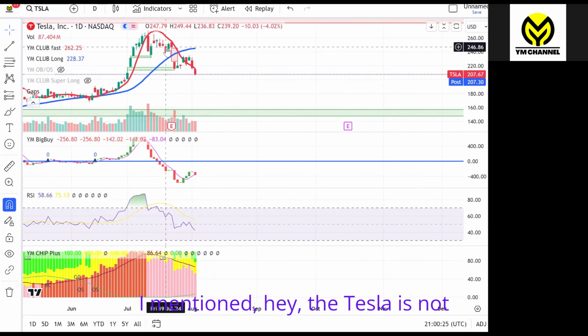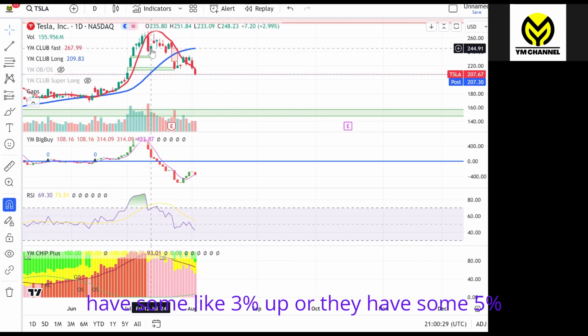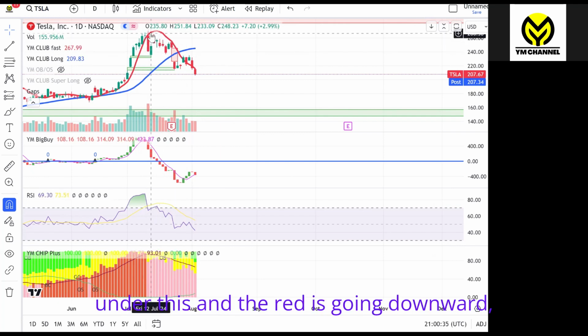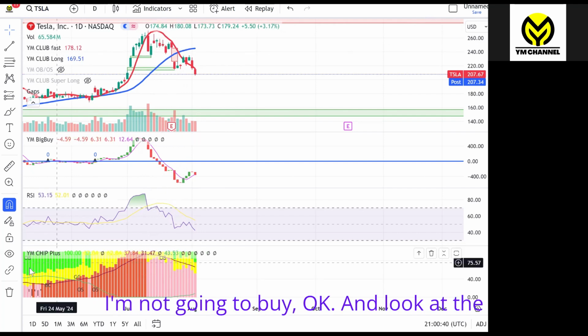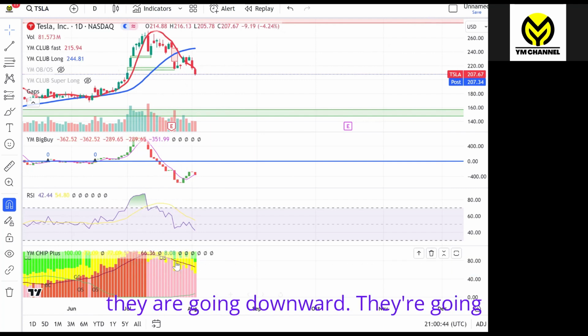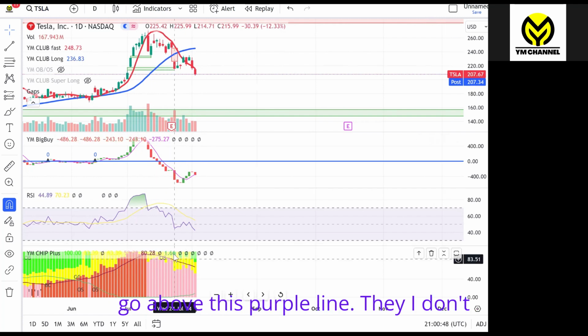I mentioned, hey, the Tesla is not strong, although they have some 3% up, or they have some 5% up. So what? As long as they are still under this and the red is going downward, I'm not going to buy. Okay? And look at the YM cheapest. Look at this. They are going downward. I don't care about the 5%. They never go above this purple line. I don't care.